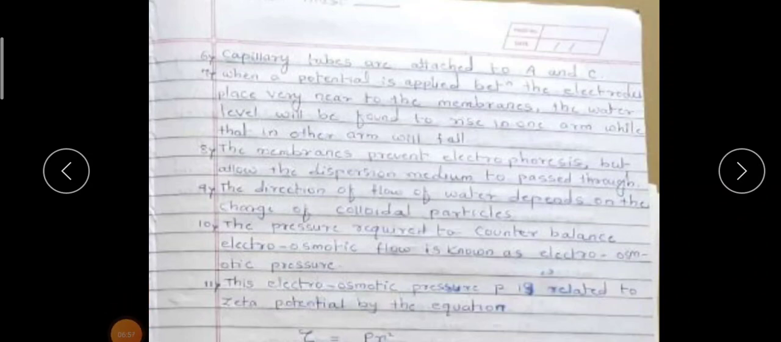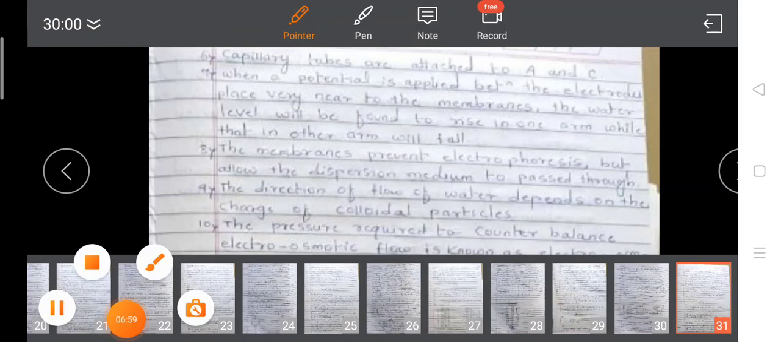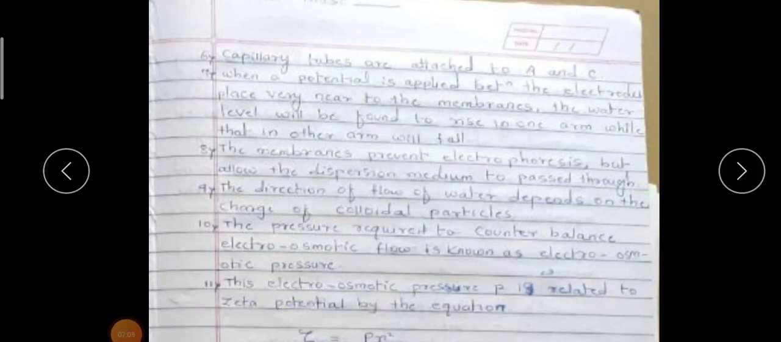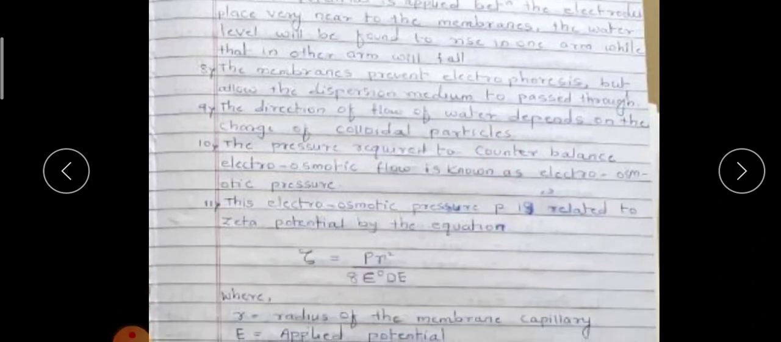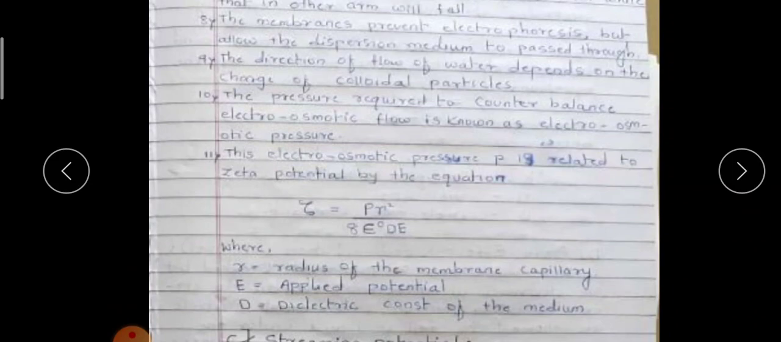The pressure required will depend upon the direction of the flow of water, which depends on the charge of the colloidal particles. The pressure required to counter the balanced electroosmotic flow is known as the electroosmotic pressure, and it is related to the zeta potential by the equation zeta = PR² / 8 epsilon 0 D E, where R is the radius of the membrane capillary, E is the applied potential, and D is the dielectric constant of the medium.